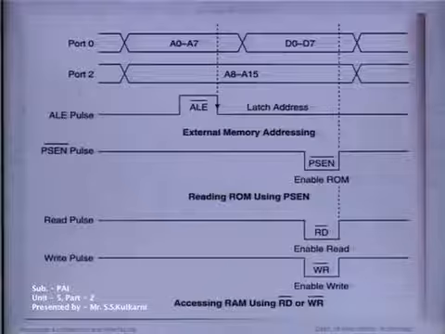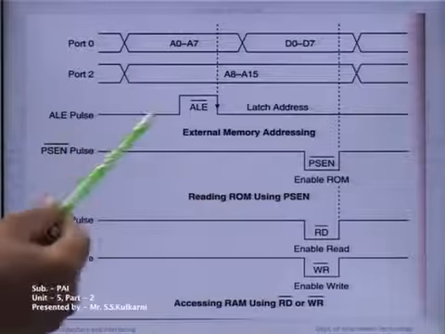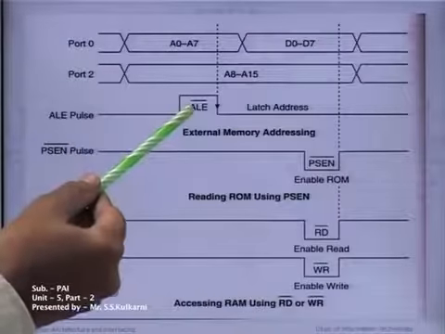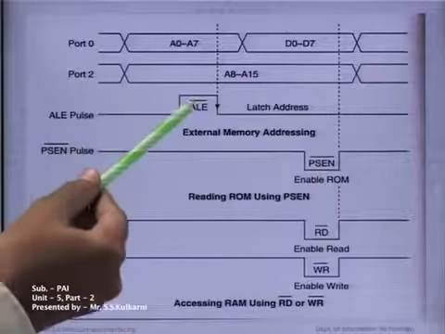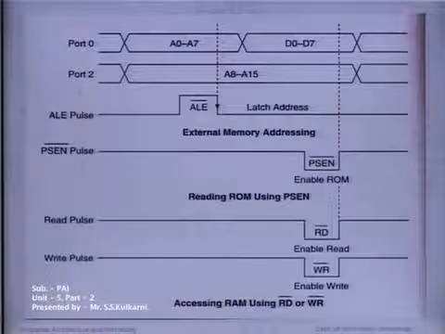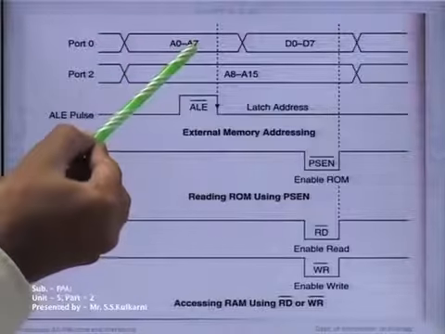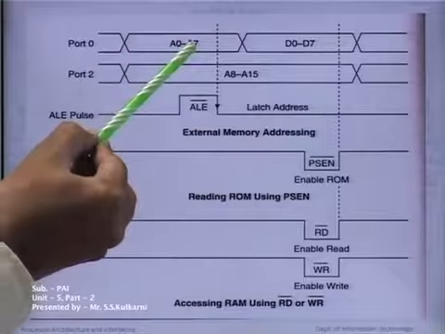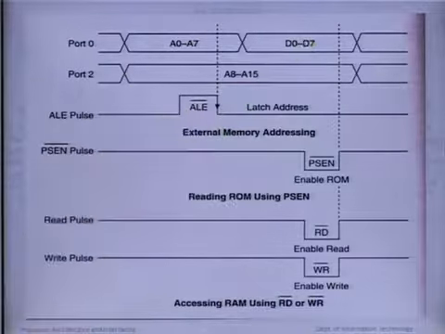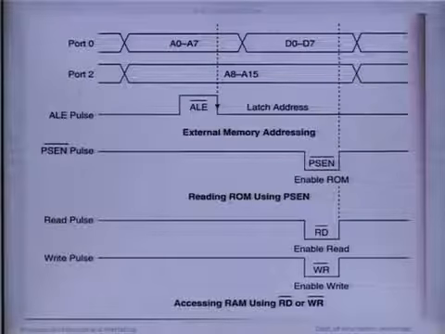The timing associated with the external memory access cycle is as shown in this figure. You can observe the ALE goes high during the first cycle, and as the ALE goes high, it carries out the separation between the address and the data. Port 0 consists of the address information A0 to A7 during the first cycle, and it contains the data, that is D0 to D7, in the second cycle.